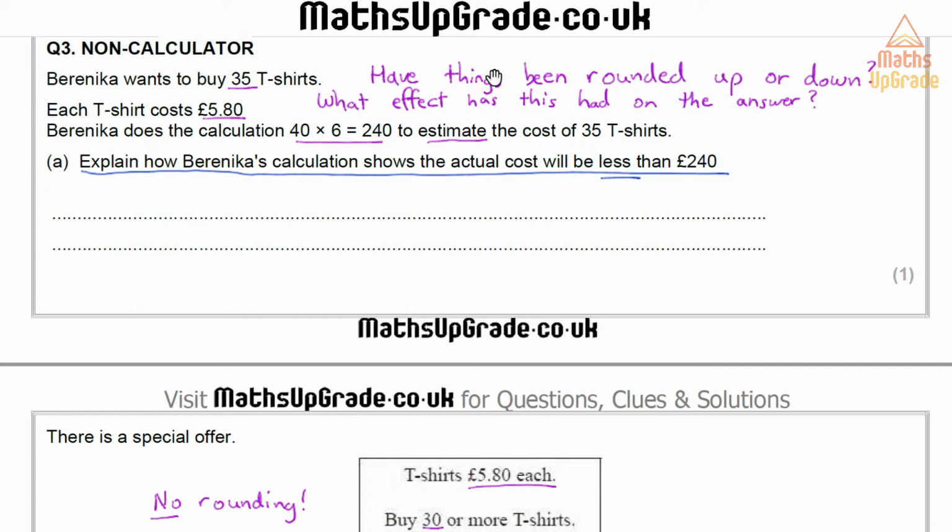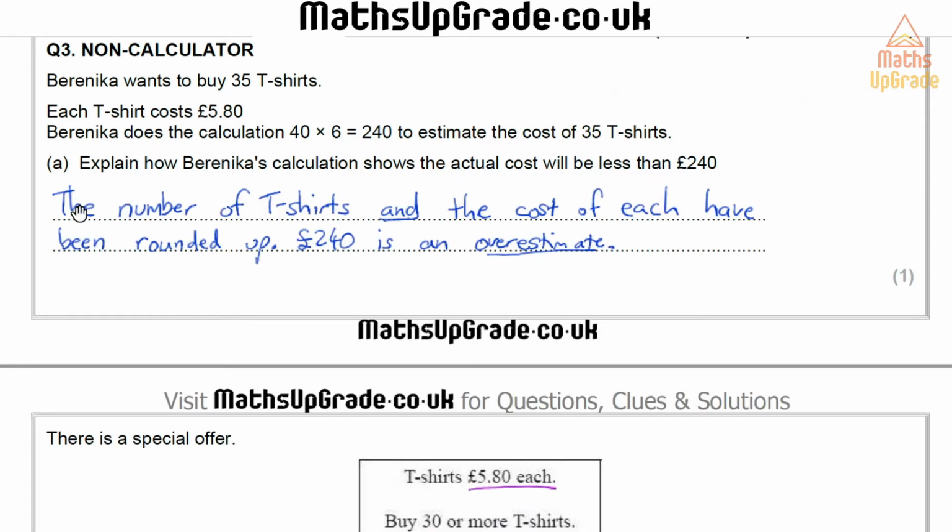So this is the question I need to consider. Have things been rounded up or down? What effect has it had on the answer? So to answer that, I can just say the number of t-shirts and the cost of each have been rounded up. So 240 is an overestimate, and that explains how the actual cost will be less than £240.